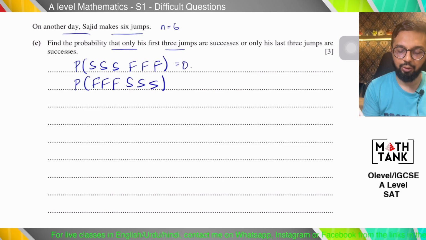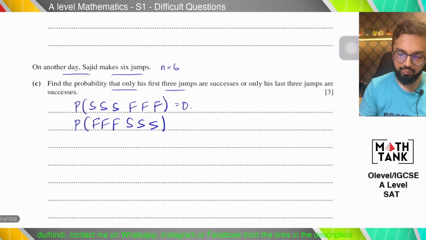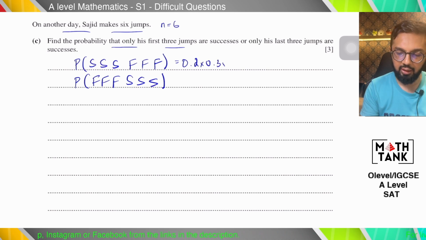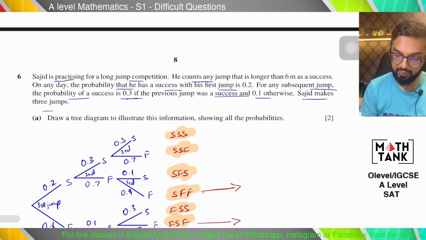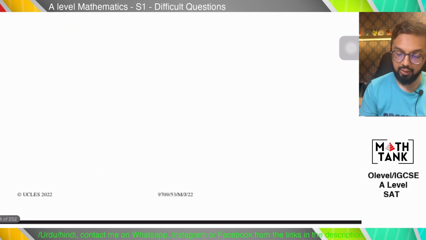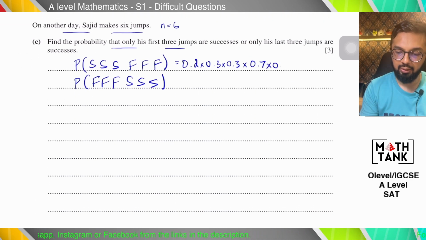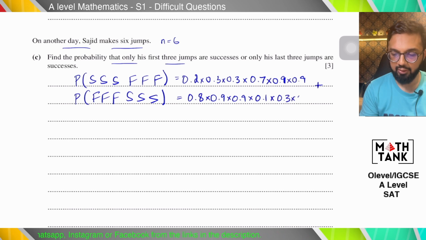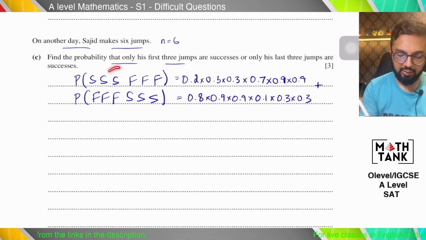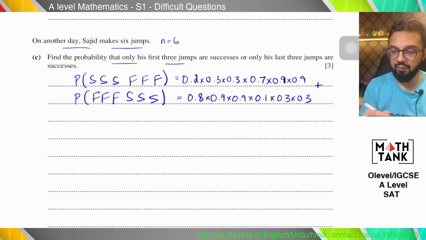So what's the first success? That's 0.2, then 0.3, then 0.3. Then if the previous one was a success, then the failure needs to be 0.7, 0.9, and 0.9, plus this one, 0.8, 0.9, 0.9, 0.1, then 0.3, and then 0.3. Okay, you have to be careful about the ones that are about the transition from success to failure. Okay, let's see if we get the correct answer.